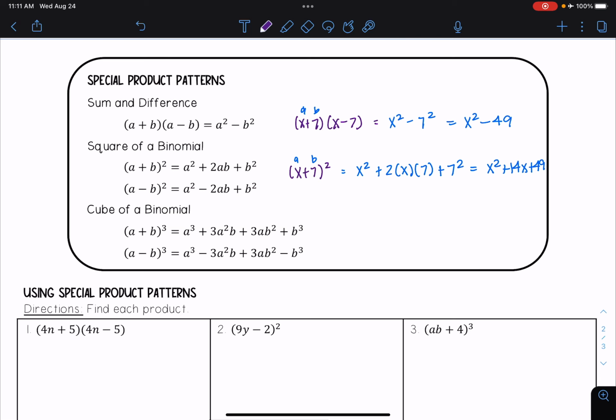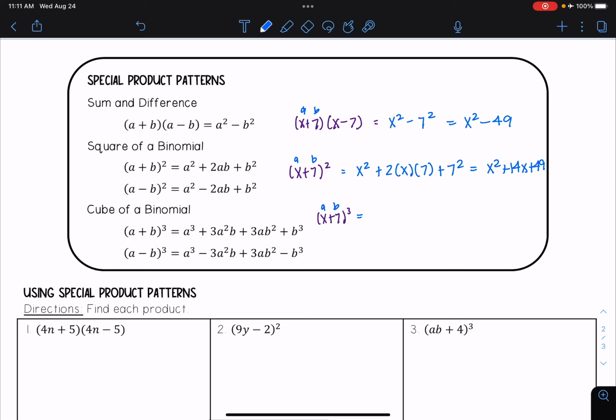And then we also have the cube of a binomial. If I have a plus b cubed, it's going to be equal to this whole thing. A minus b cubed is going to be equal to this. So looking at my same example, let's say I had x plus 7 cubed. My a is x, my b is 7.